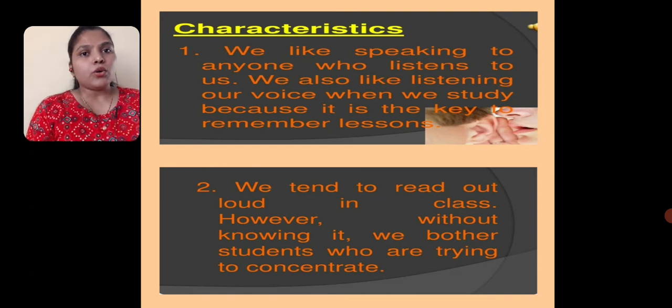Then the characteristics of auditory learners. They like speaking to anyone who listens to them. Such people like listening to their own voice when they study because it is the key to remember lessons. Auditory learners tend to read out loud in class. However, without knowing it, they bother students who are trying to concentrate.